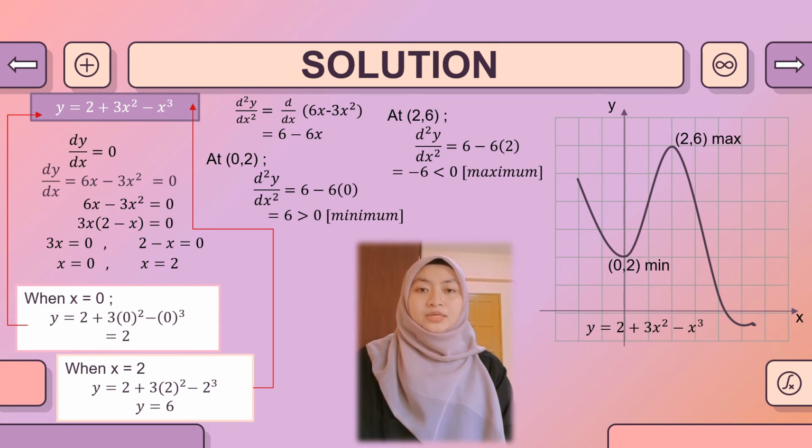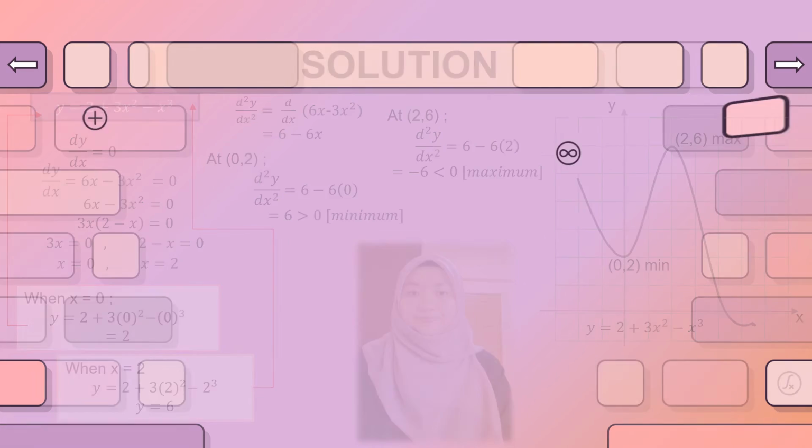So we mark 0, 2, then mark 2, 6. After marking the graph at 0, 2, it will go down and then go up at 2, 6. So this is the graph for the equation y is equal to 2 plus 3x squared minus x cubed.